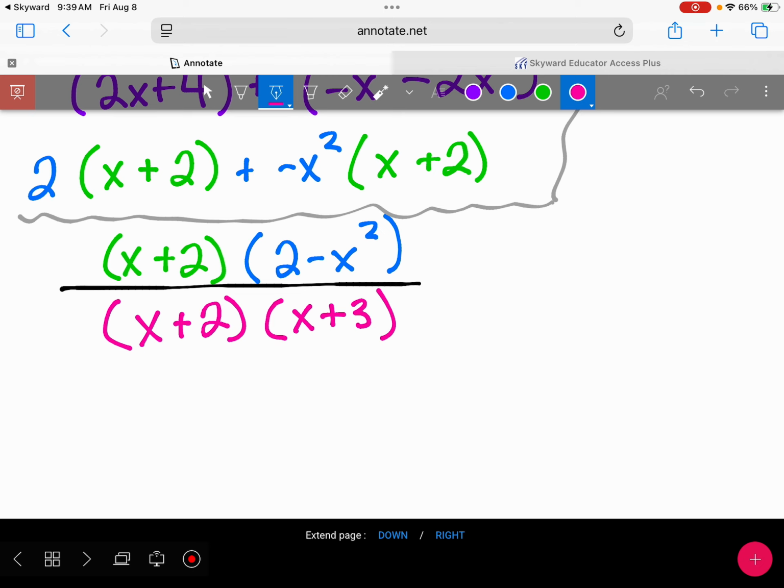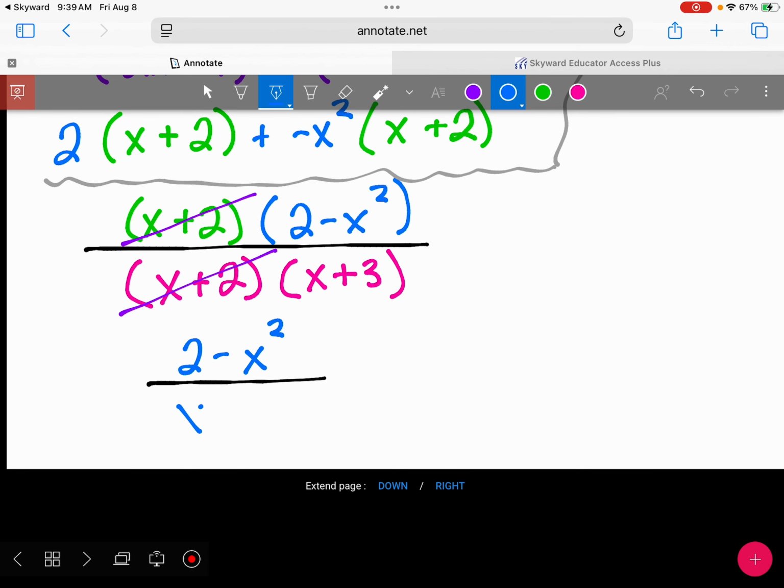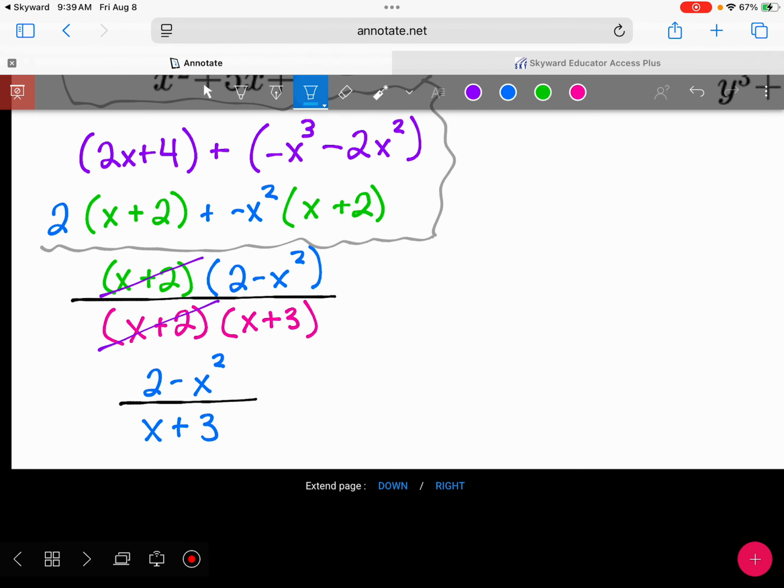The x plus 2's cancel out. And we're left with our 2 minus x squared. If you want to switch that around to be minus x squared plus 2, totally fine. And our denominator has x plus 3. So this is our simplified expression.